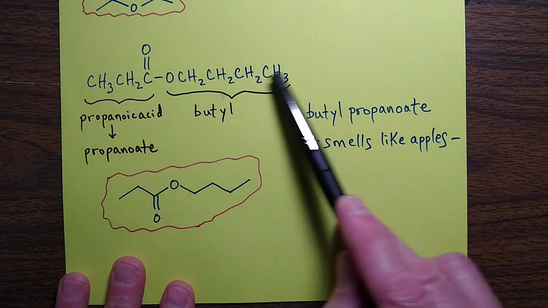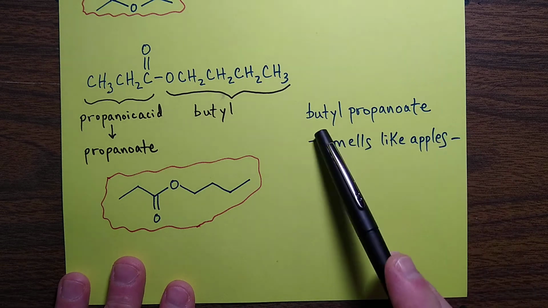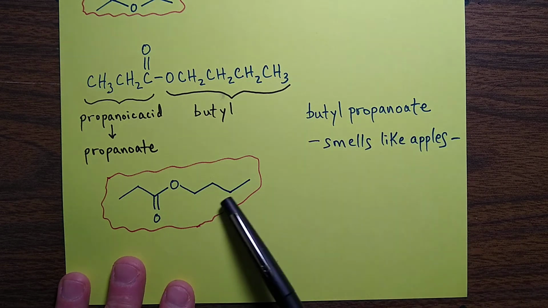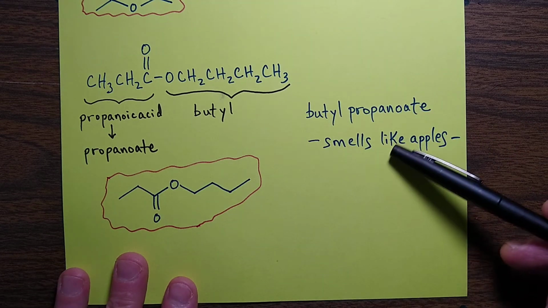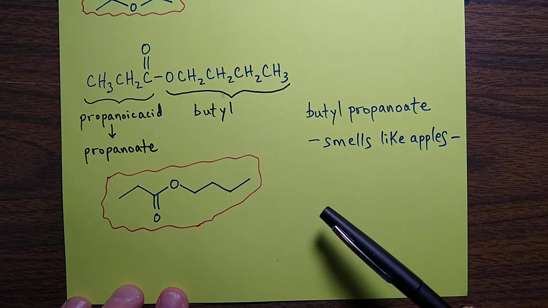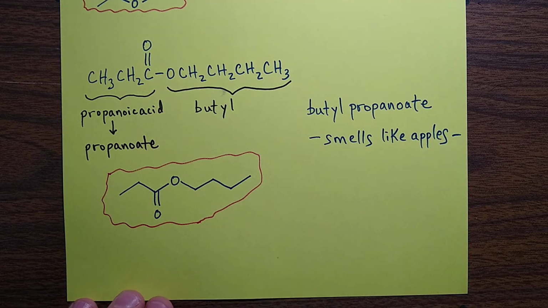So this is called butyl propanoate. You always name the alcohol part first. This particular ester smells like apples, but to some people it might smell like oranges. It's all kind of subjective, but they all have generally pleasant smells. Here's the line drawing of that.